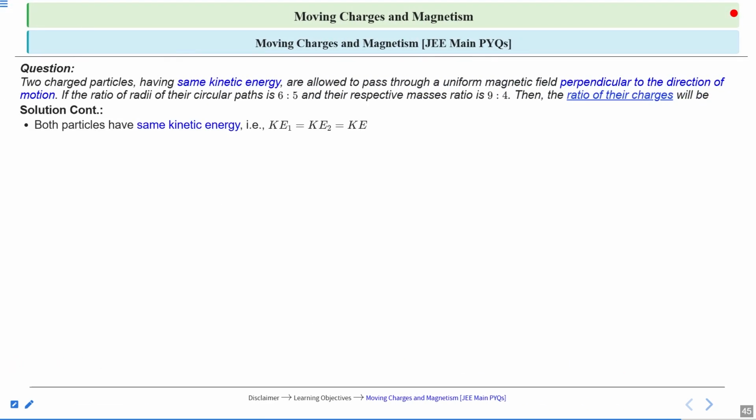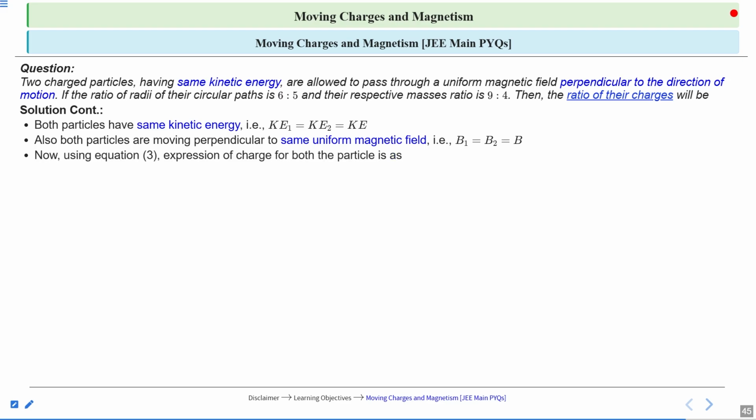Both particles have the same kinetic energy, as given in the question. So kinetic energy 1 equals kinetic energy 2 equals kinetic energy. Also, both particles are moving perpendicular to the same uniform magnetic field, so B1 equals B2 equals B.